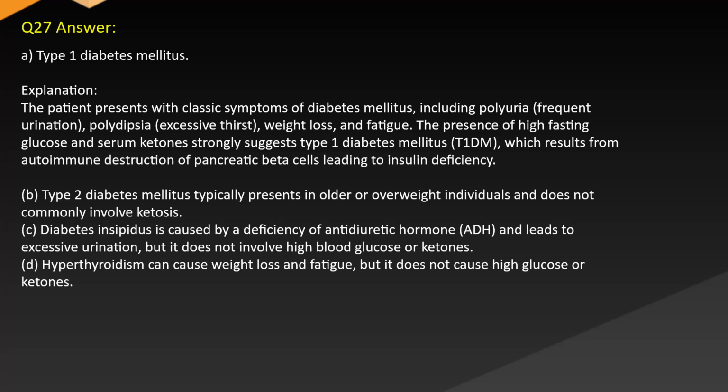B. Type 2 diabetes mellitus typically presents in older or overweight individuals and does not commonly involve ketosis. C. Diabetes insipidus is caused by a deficiency of antidiuretic hormone and leads to excessive urination, but it does not involve high blood glucose or ketones. D. Hypothyroidism can cause weight loss and fatigue, but it does not cause high glucose or ketones.